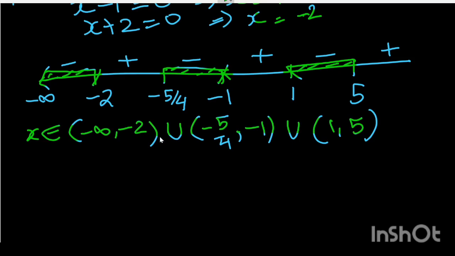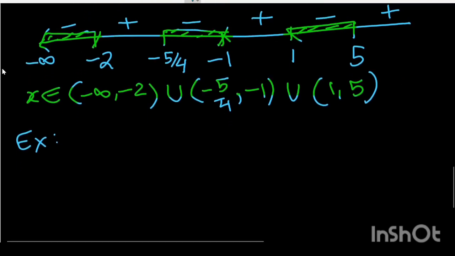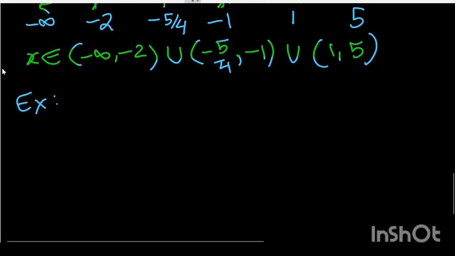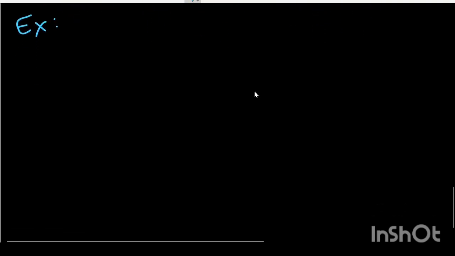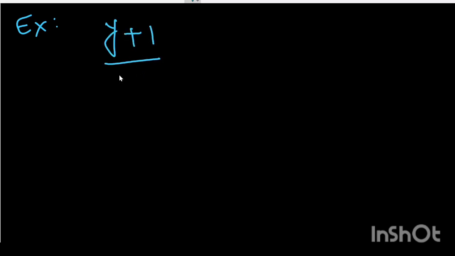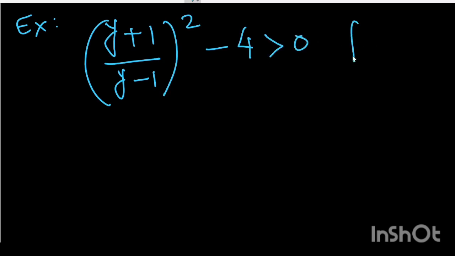Let's take another example. Let's try this question now. Let's use another variable just for a change's sake. y we are using, instead of x. Modulus of (y plus 1 upon y minus 1) minus 4 greater than 0. Find the range of y, or find simply y.